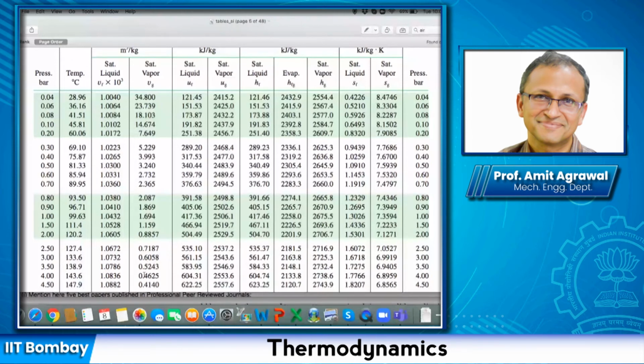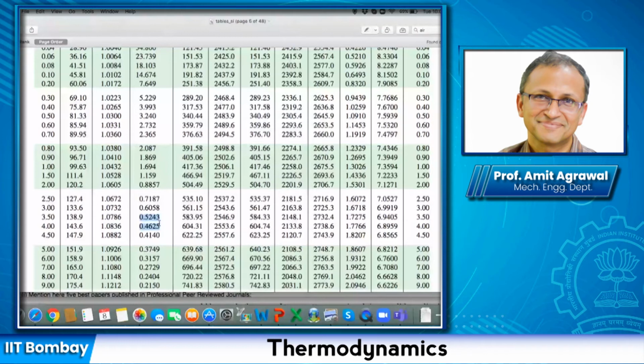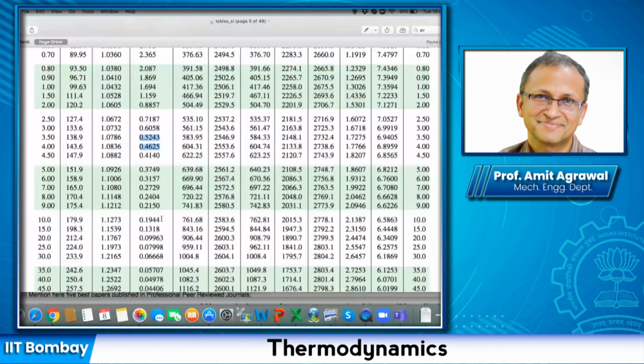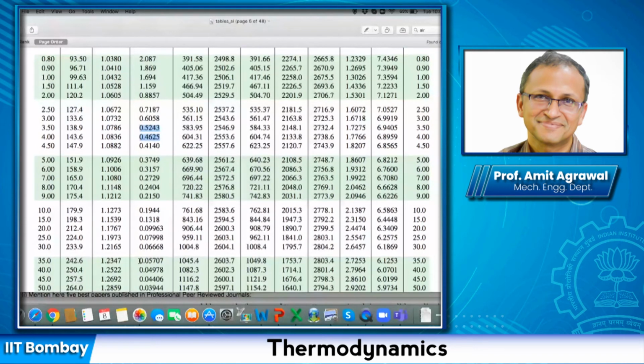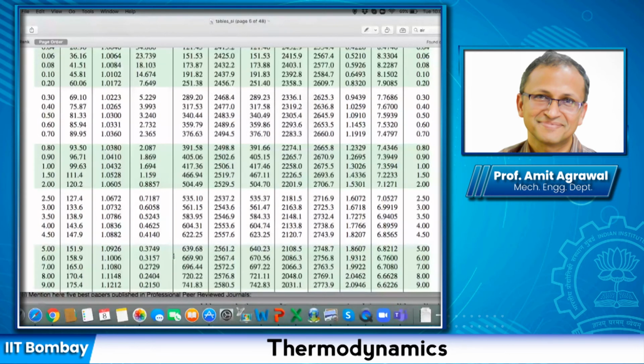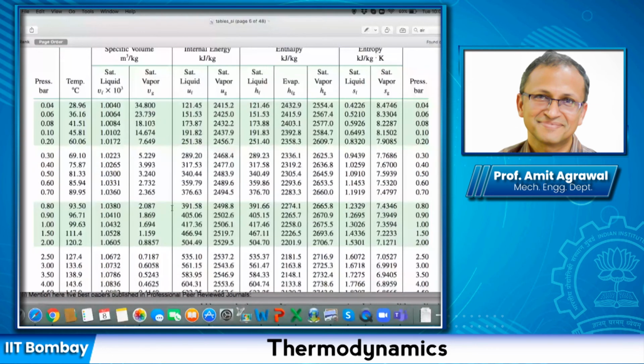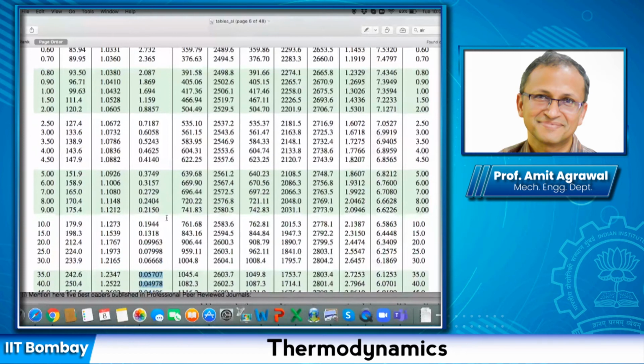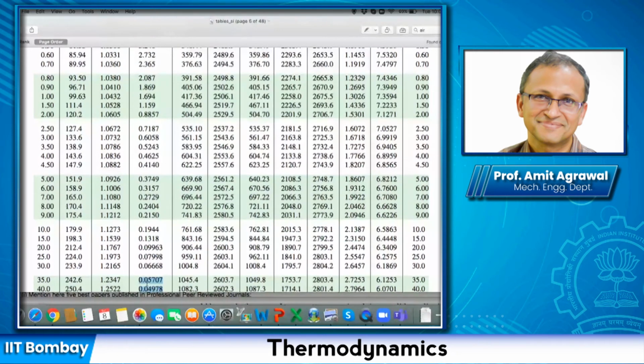Okay, so in fact, I had initially made a mistake here. I was thinking this value, but it is 0.05. We have to go to somewhere here. So it is essentially lying between these two numbers. So I'm looking at the value of Vg. This is saturated vapor. I know there is no liquid. And at 35 bars, I will have a specific volume of 0.057. And of course, at 40 bars, I will have 0.049578. And my value lies in between.